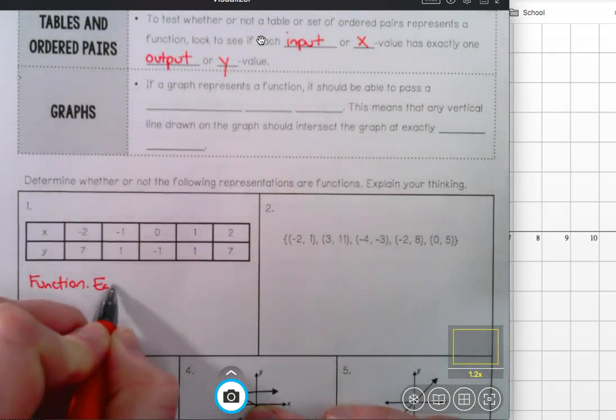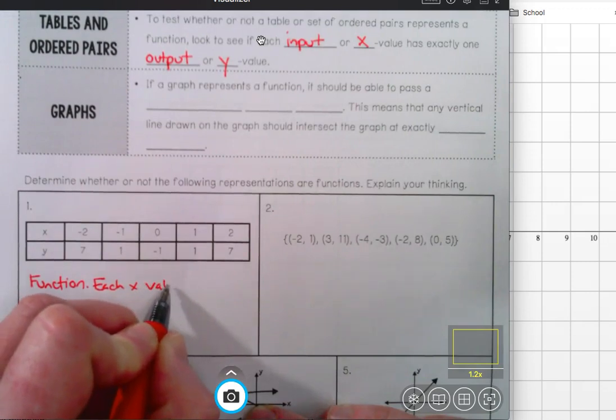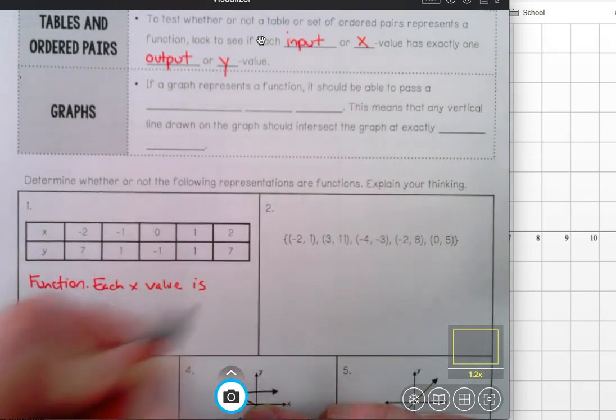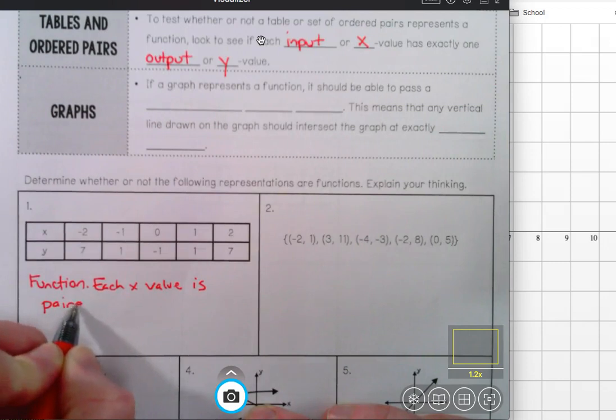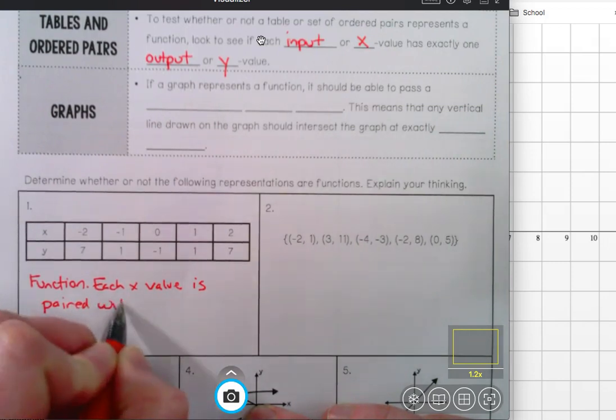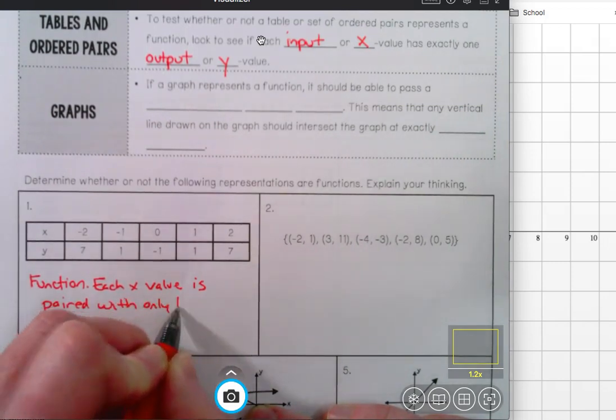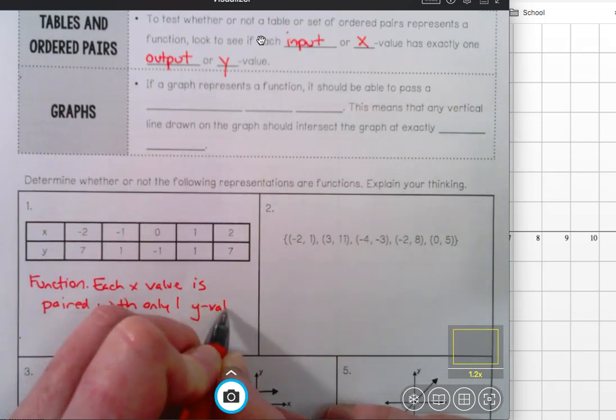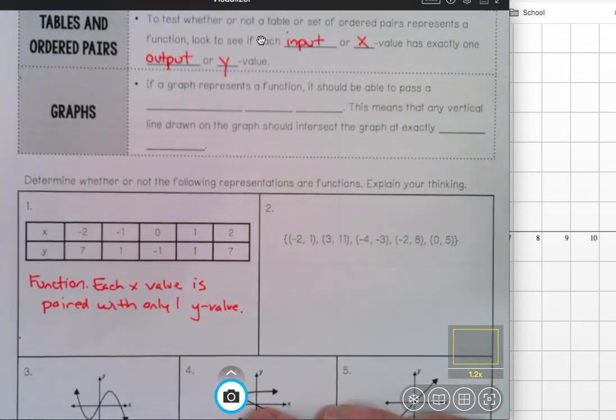Each x value is paired with only one y value. Okay.